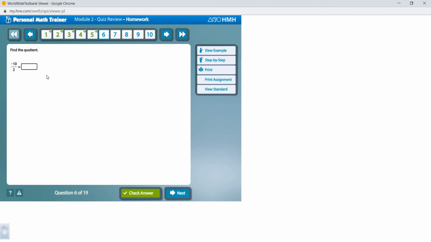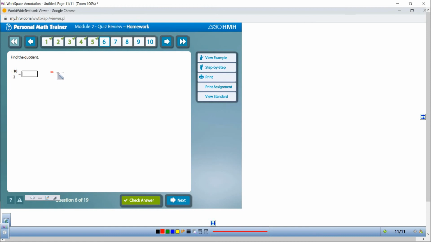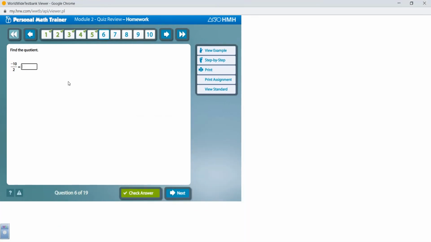What about some division problems? Well, the great thing is the rules are the same for division, right? Negative 10 divided by 2 is negative 5, right? Because a negative divided by a positive is going to be a negative, and 10 divided by 2 is 5. So let's go ahead and put in our negative 5 and see how we do. Excellent. Next question. All right, now we've got a negative divided by a negative.